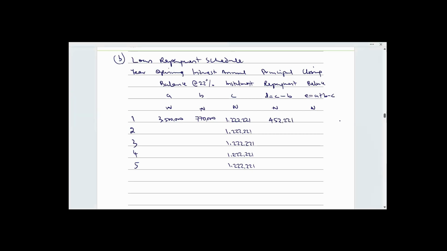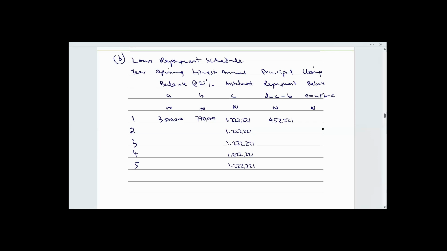That's principal repayments, because the installment you paid in the first year is 1,222,221. Out of this, you minus interest. So part of the principal of 3.5 million, you have paid 452,221. Therefore, what is the closing balance?